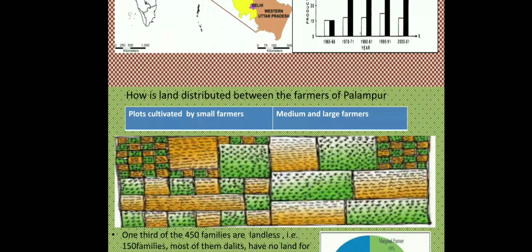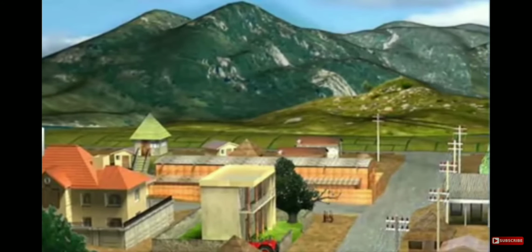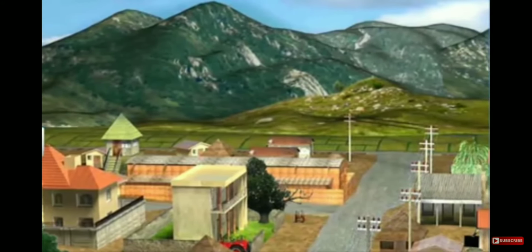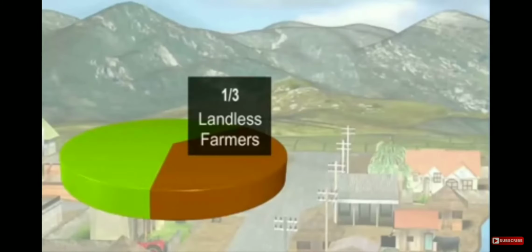You have realized how important land is for farming. Now we'll discuss how is land distributed between the farmers of Palampur. In Palampur, about one third of the 450 families are landless. That is, 150 families, most of them Dalits, have no land for cultivation. Of the remaining families who own land, 240 families cultivate small plots of land less than 2 hectares in size.